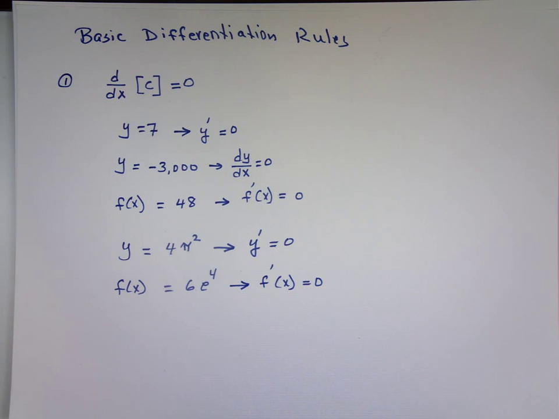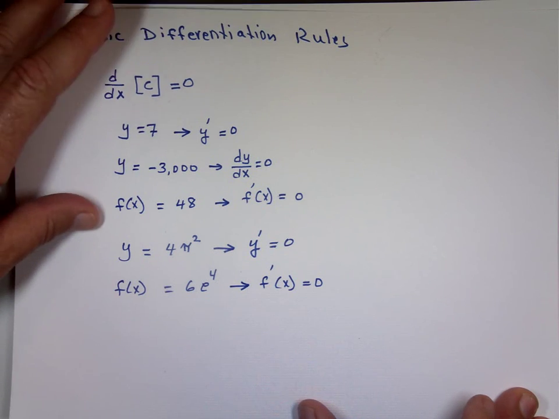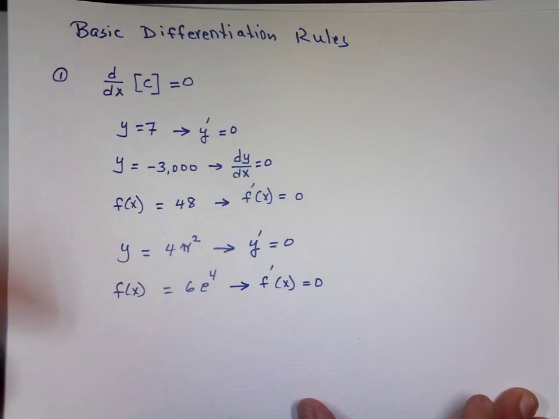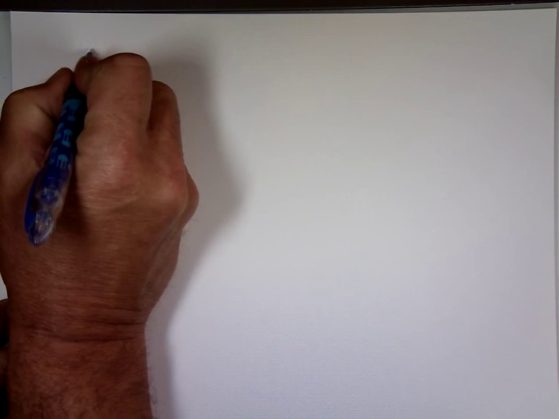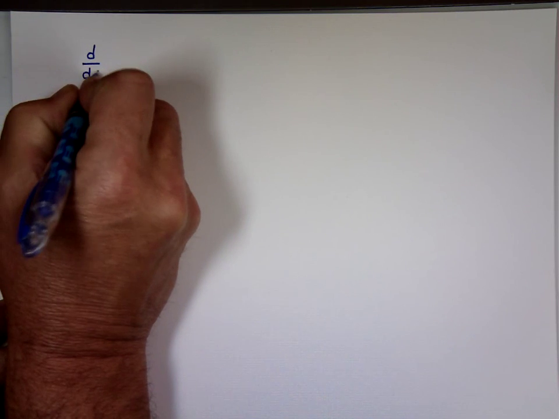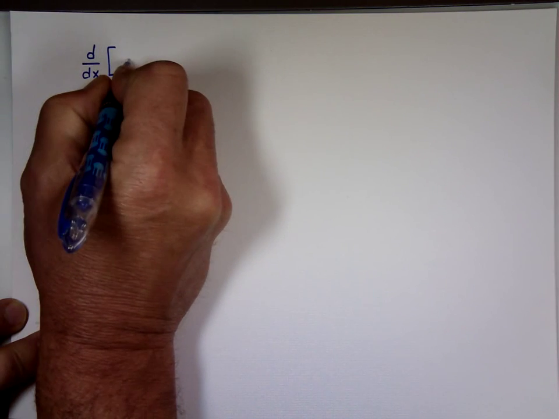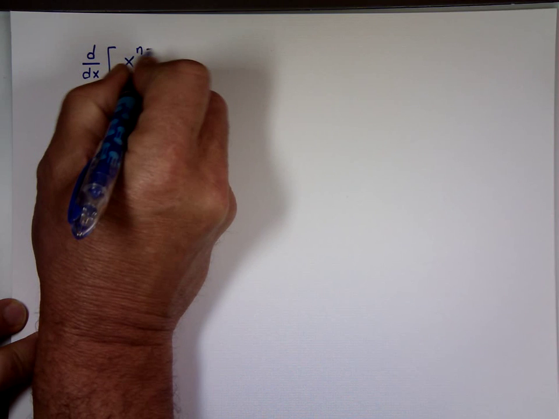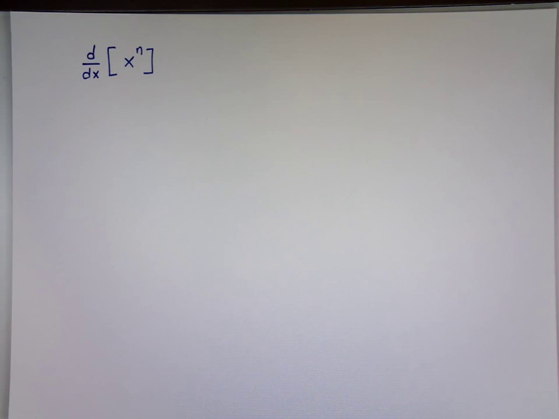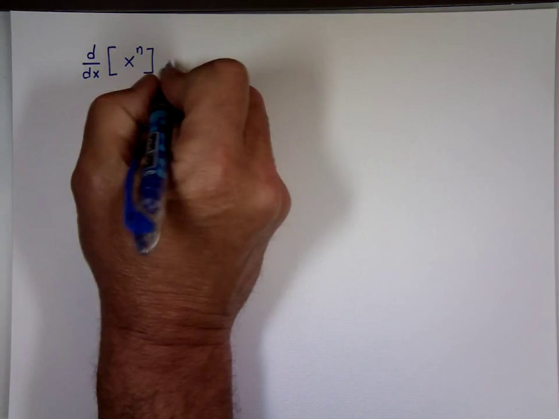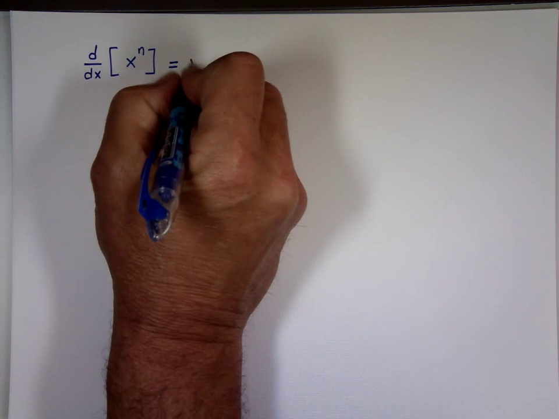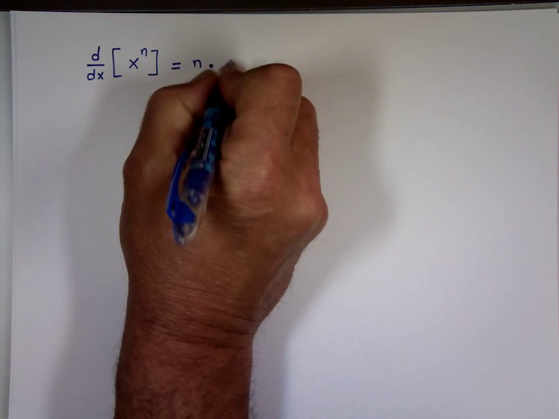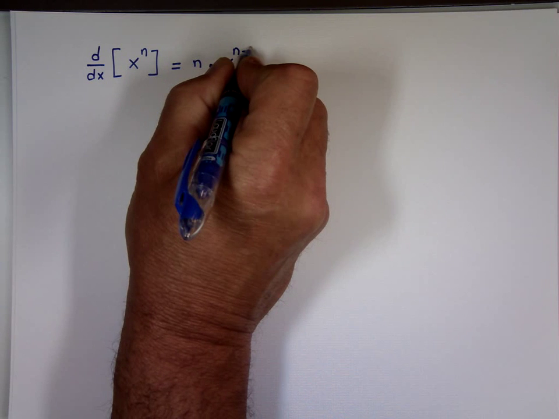The second rule, the one I just used to do these problems in my head quickly, and I'll show you how quick it is. The derivative of x to the n is called the power rule. The derivative of x to the n is n times x to the n minus 1.